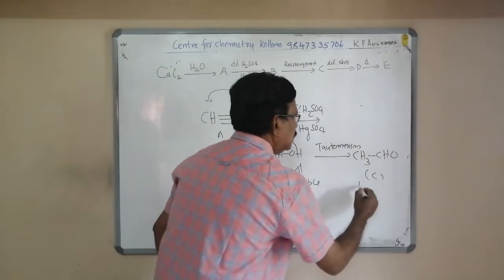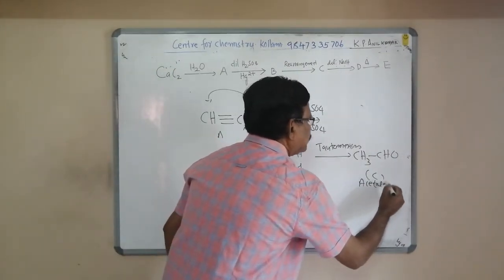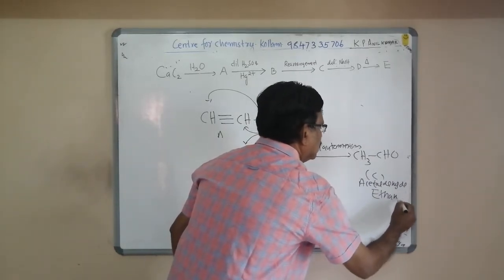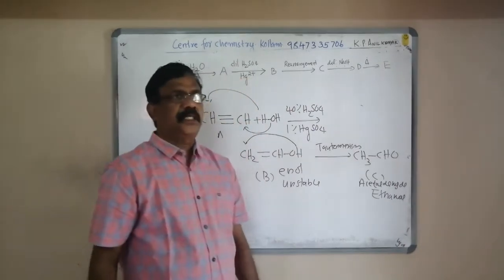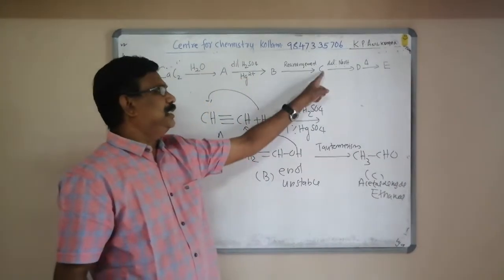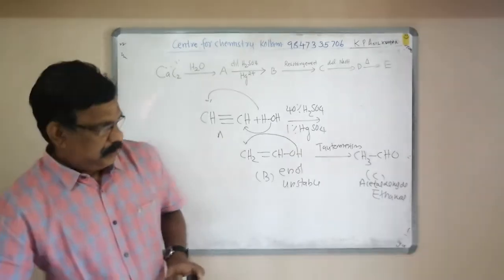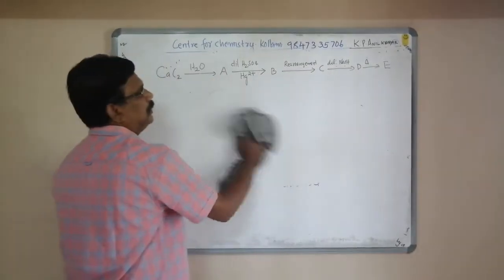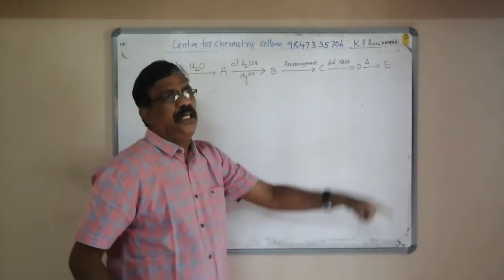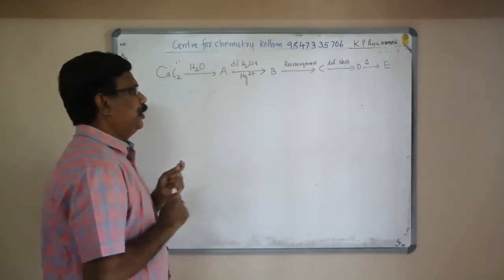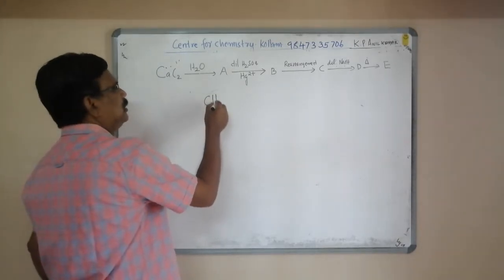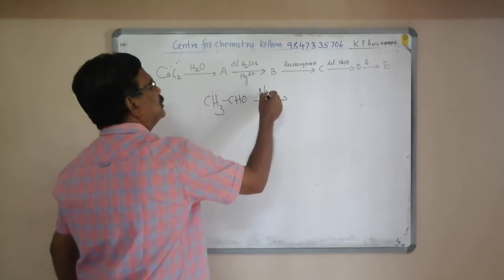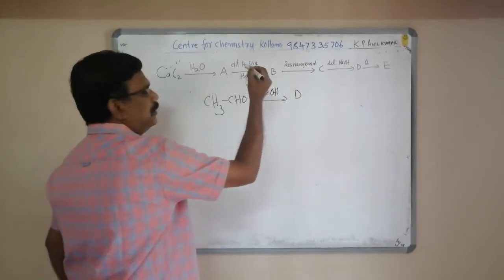So acetaldehyde, aldehyde, acetaldehyde. C is acetaldehyde. Acetaldehyde on treating with dilute NaOH gives capital D. That is the naming reaction: acetaldehyde and NaOH give rise to capital D.